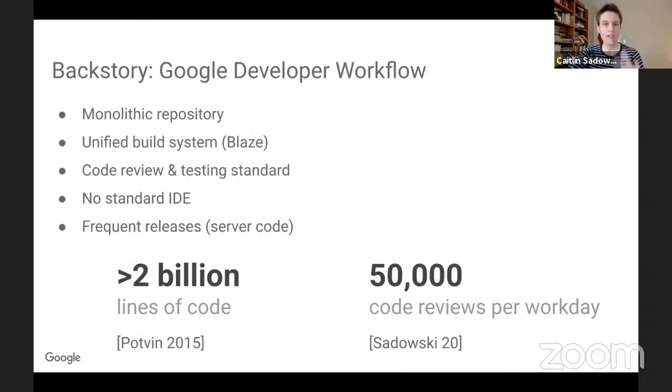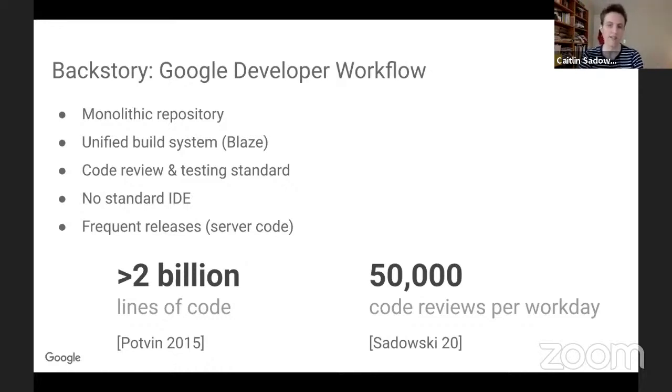So I need to introduce a little bit about the developer workflow of most Google developers. For most developers at Google, we work in a monolithic repository that is more than 2 billion lines of code. And that statistic was published in 2015. So I do not have an up-to-date number for the size of the code base, but I can tell you that it has not shrunk since 2015. It has increased. We use a unified distributed build system called Blaze. This is similar to the open source Bazel.